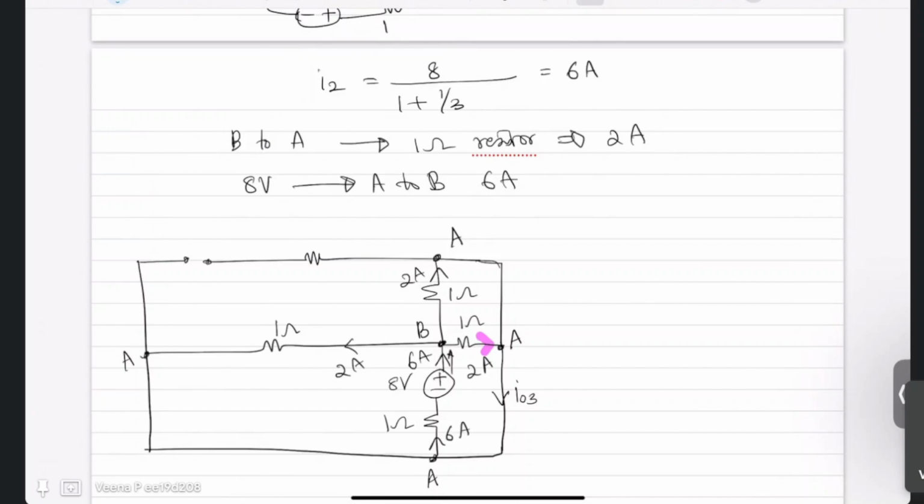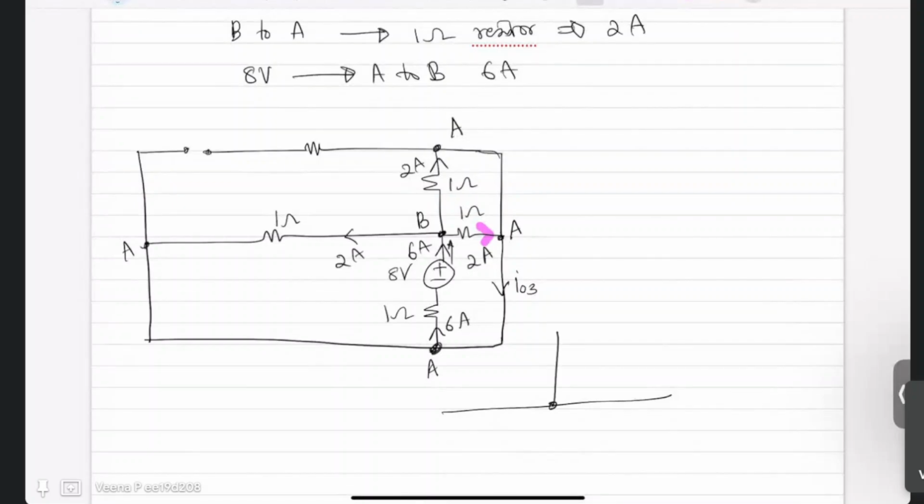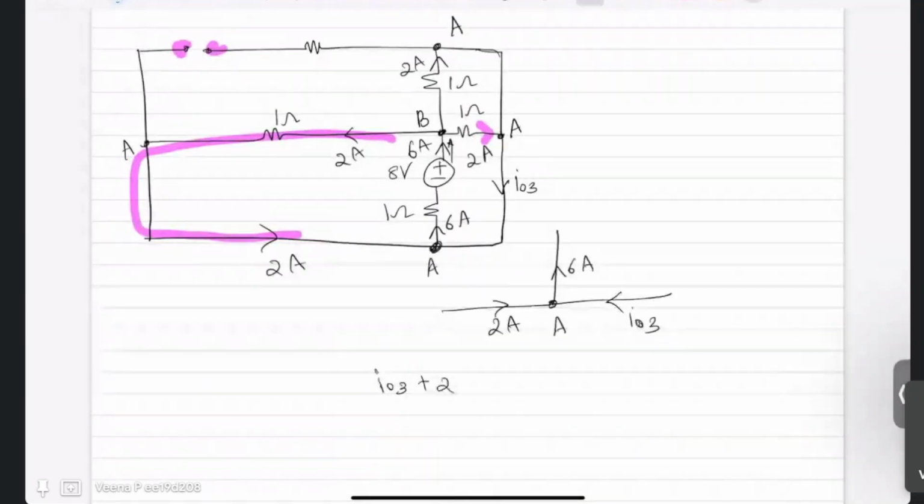So if you take this node A, this 2 ampere is flowing like this because this is open circuit. So this current is also 2 ampere. So 2 ampere is entering, 6 ampere is leaving, and I03 is also entering. So this is your node A. If you solve for KCL, the incoming currents are I03 and 2 and the outgoing current is 6. That means I03 now became 4.